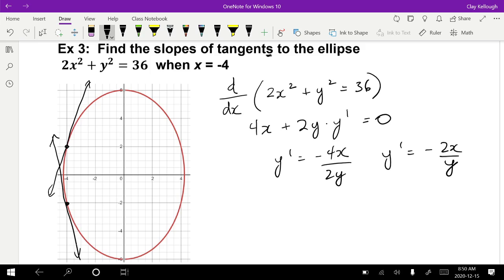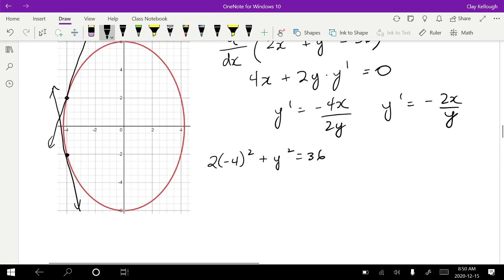So first of all, maybe we should figure out how much y is when x is negative 4. So 2 times negative 4 squared plus y squared is equal to 36. So that's 16 times 2 is 32. Minus 32 from 36. So y squared would equal, oh wait a minute, why is that a negative? I don't know. That's not what I meant to write. There we go, thank you. So y squared is equal to 4, which means that y is plus or minus 2.